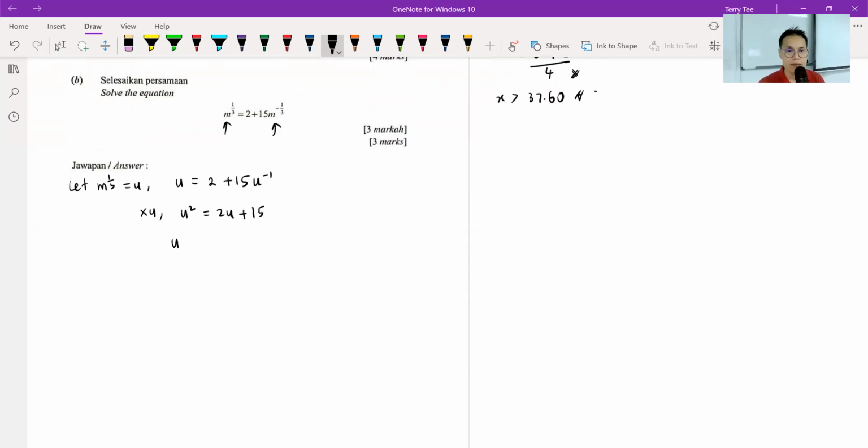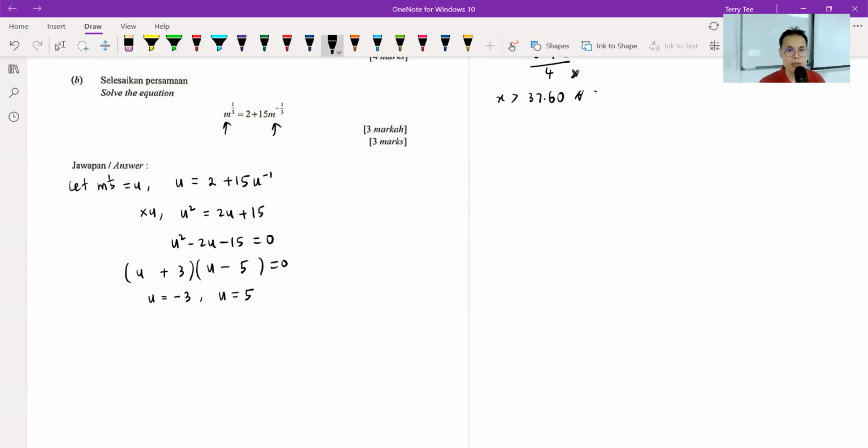Bring everything to the left. u squared minus 2u minus 15 equals 0. Can we double bracket? What is the factor of 15? 3 and 5. Yeah, I want to get minus 2. So the bigger number 5 must be minus, smaller number 3 must be plus. Now we know u is either negative 3 or positive 5.